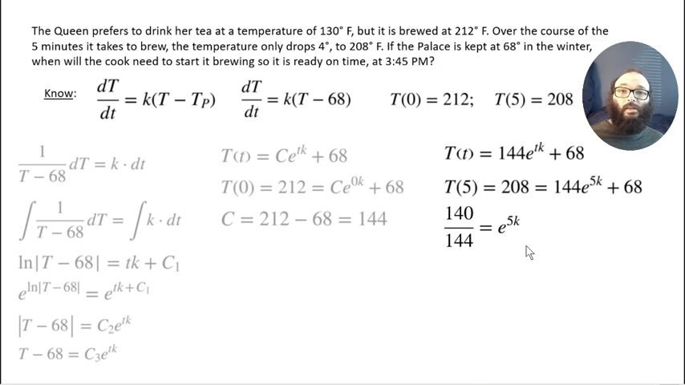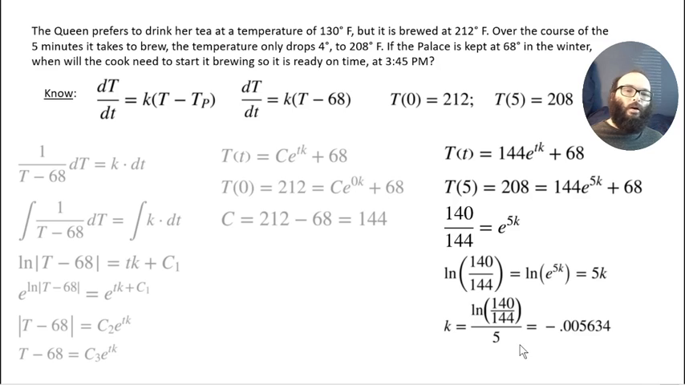We need to get rid of that e. So we'll just make everything a natural log. And then that means we got rid of the e. We have 5k. We have to divide the natural log by 5 to get what k is. And so here we are. The natural log of 140 over 144, all divided by 5, is equal to negative 0.005634. And that's our k value.